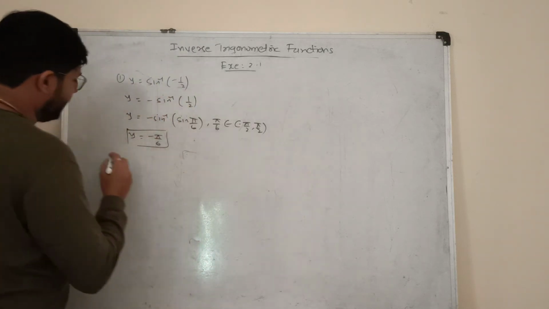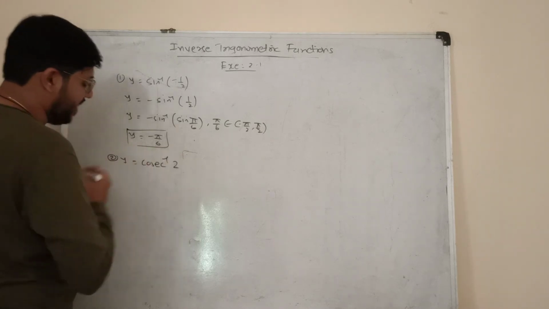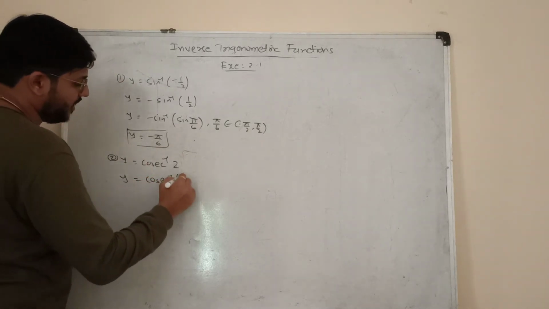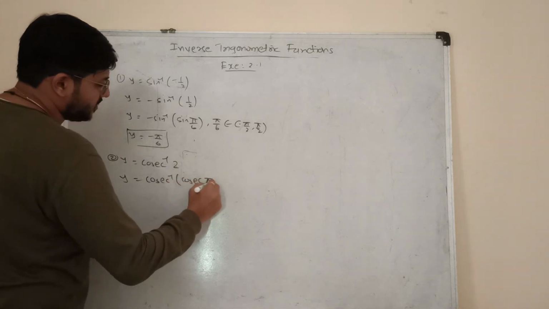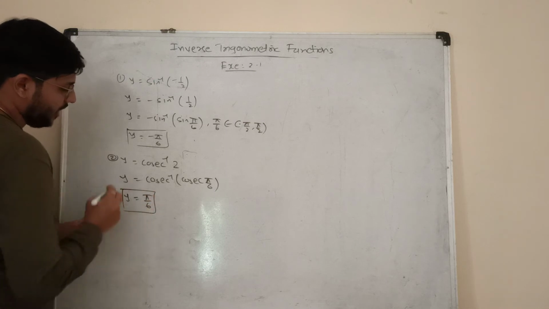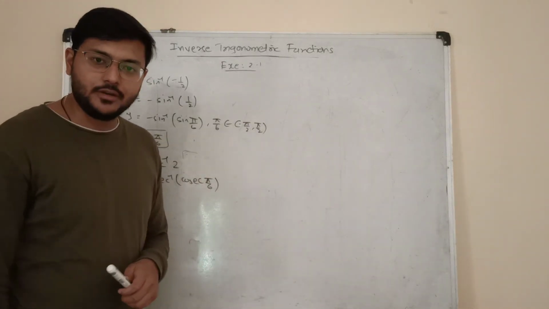Okay. Second number, in that cosec inverse 2 we have to find out. So now what is the value of 2 in terms of cosec? So it will be cosec pi by 6, and now I can directly remove function and inverse, because this pi by 6 must belong to minus pi by 2 to pi by 2.